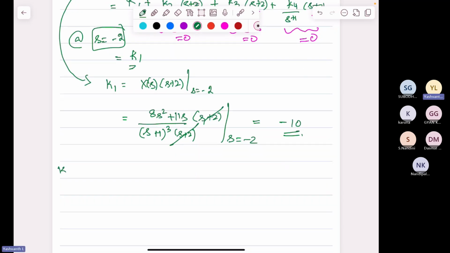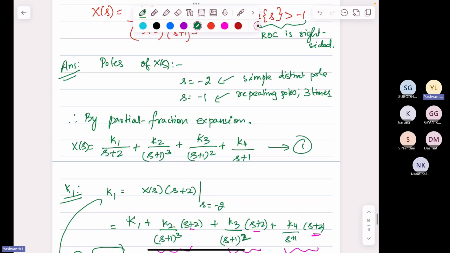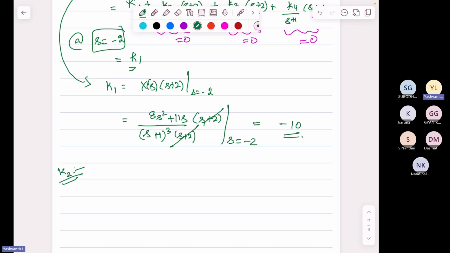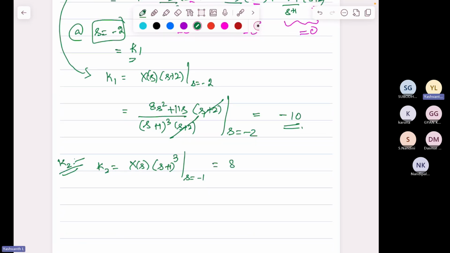Now k2. k2 is the coefficient of 1 by (s plus 1) whole cube. So as per the expression, k2 equals X(s) into (s plus 1) whole cube at s equal to minus 1. That is (8s square plus 11s) by (s plus 2) into (s plus 1) cube into (s plus 1) cube. So this and this get cancelled. At s equal to minus 1, this turns out to be minus 3.